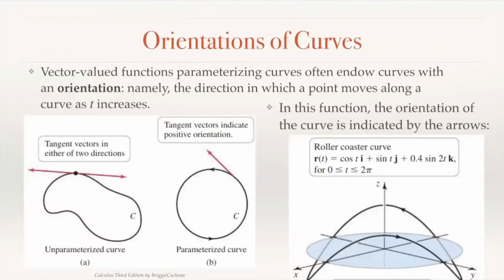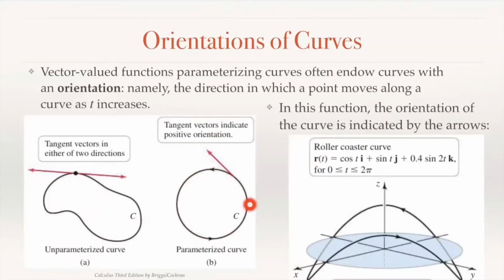And vector-valued functions present an intrinsic orientation to curves. So here's an unparameterized curve. The tangent vector is in one of either two directions. It's unoriented, while a vector-valued function that gives an intrinsic parameterization, namely as t increases, has an intrinsic direction to it.